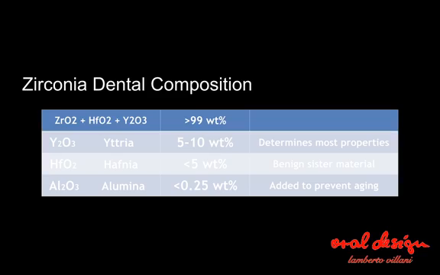So the zirconia dental composition is yttrium from 5 to 10%, but it determines most of the properties, the toughness and the MPa. There is also hafnia, the sister material. You will always find hafnia with zircon, the mineral. It doesn't make any difference. And the alumina, which we add to prevent aging.